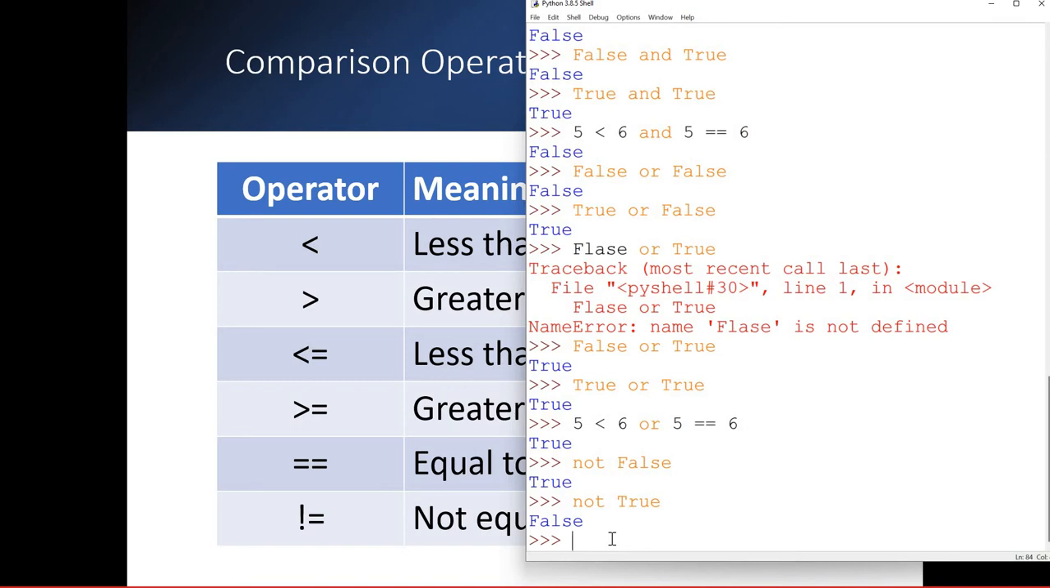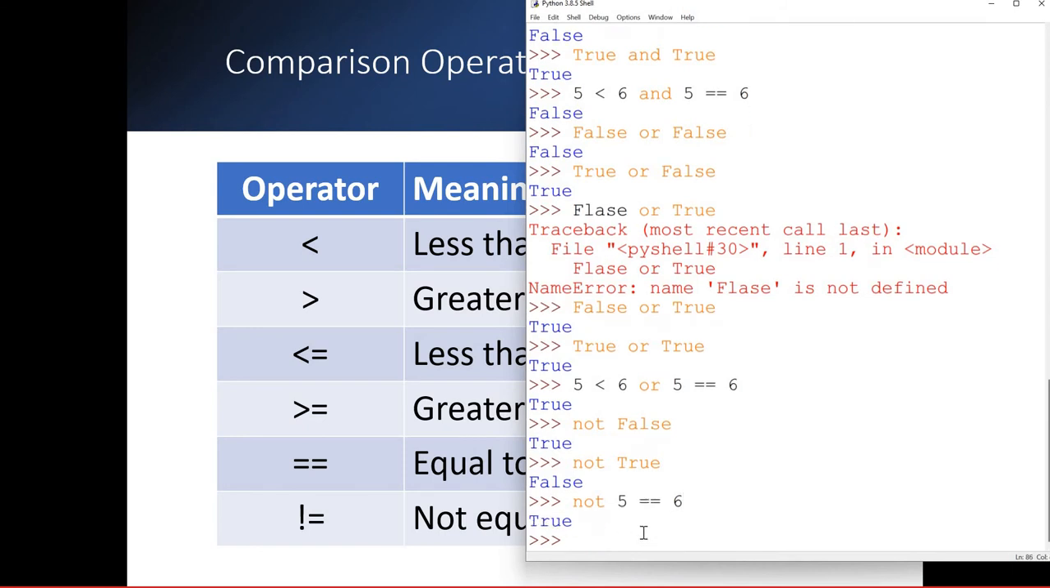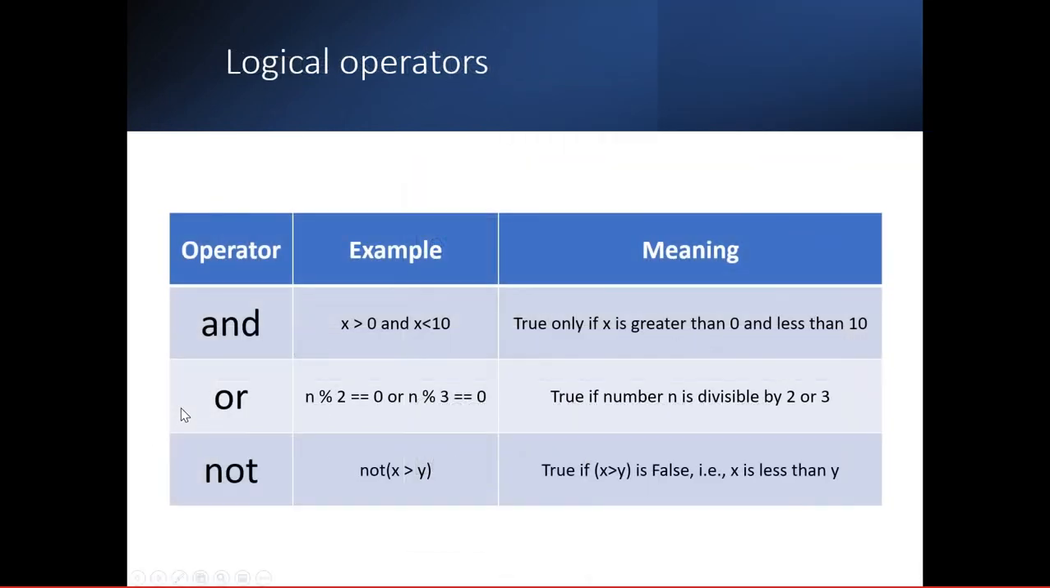So can you tell me what is the outcome for this one? If I put not 5 equals 6. True. Yes, so 5 equals 6 becomes false. So not false means true. Right. Okay.